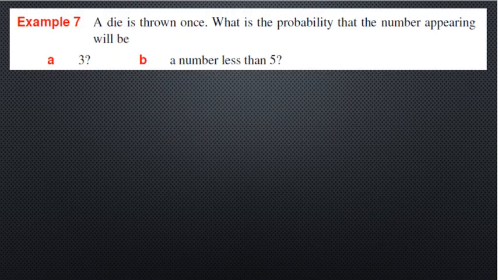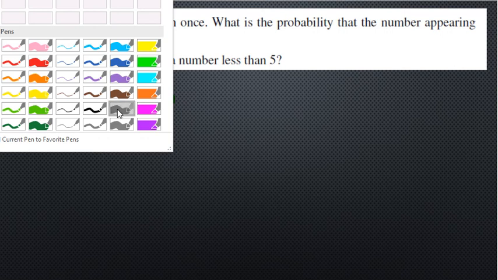Here is the second example for us. It says a die is thrown once. Okay, it's talking about a die. So the number of the sample space at this point, we have to be clear, is 6, the total possible outcomes, because we are talking about a die. A die has 6 faces. It's a cube. On each face, numbers are written. Those numbers are 1 to 6, we know it already. So what is the probability that the number appearing will be just number 3? It says here, number 3. That means the probability of the event, okay, let's change the color, can make it black.